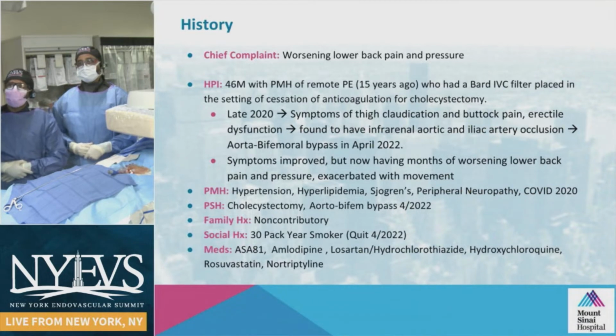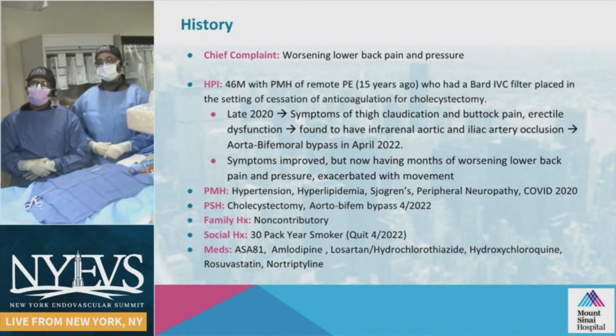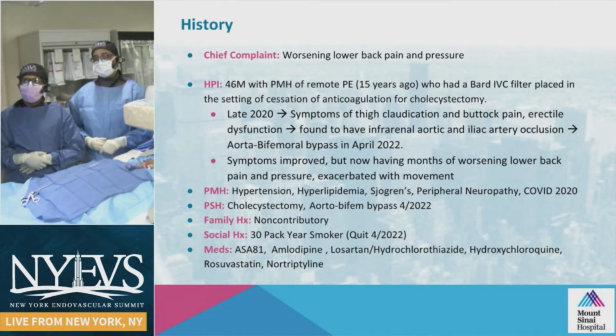In brief, this is a 46-year-old male, history of remote PE 15 years ago, for which an IVC filter was placed in the setting of cessation of anticoagulation for cholecystectomy. Due to an episode of mild COVID, he developed symptoms consistent with Leriche syndrome, was found to have aortic and iliac artery occlusion, for which an aorto-bifemoral bypass was placed. He started developing abdominal pain and lower back pain and pressure, which was exacerbated by movement. I'll go into the imaging later. The pertinent history is otherwise listed on the slide.